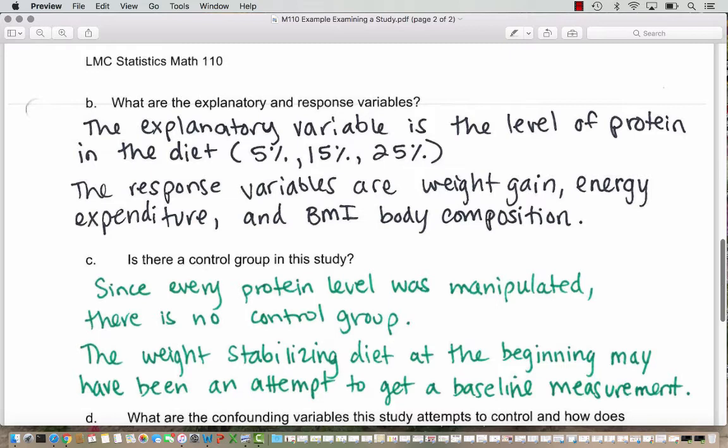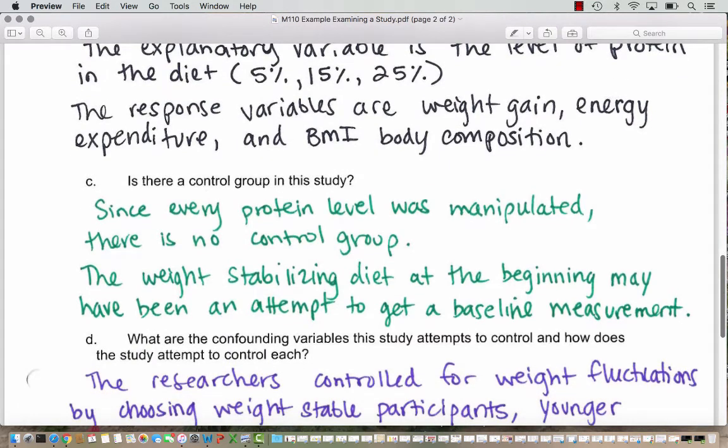Our next question asks, is there a control group? So my interpretation of the study is that because every protein level is manipulated, there is no control group. Sometimes students like to say maybe the normal protein group was considered a control group. I'm going to say since they did manipulate that, I don't consider it a control group. But if you explain your reasoning and any assumptions you're making, I would be able to follow your logic. I also put a note here that the weight stabilizing diet at the beginning may have been an attempt to get a baseline measurement when we're told that all the participants consumed a weight stabilizing diet for 13 to 25 days before they were then assigned to the protein groups.